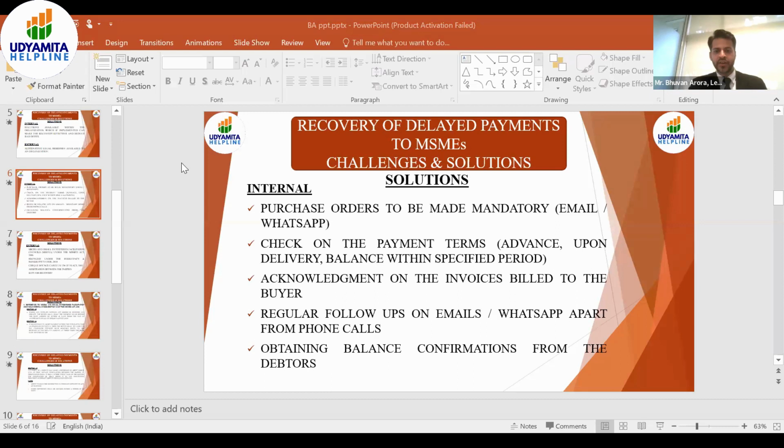सो ऑल दोज यू हैव टू चेक। वंस यू चेक, immediately basis that you can get your payments and you can ask upon the client to pay, because that is what is written in the purchase order. Then acknowledgement on the invoices billed to the buyer.